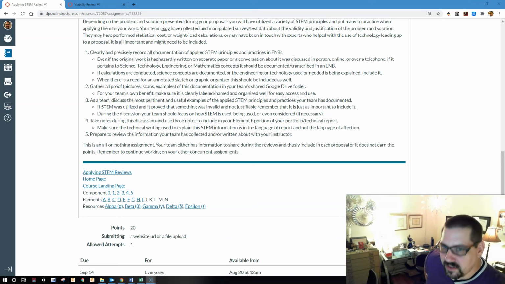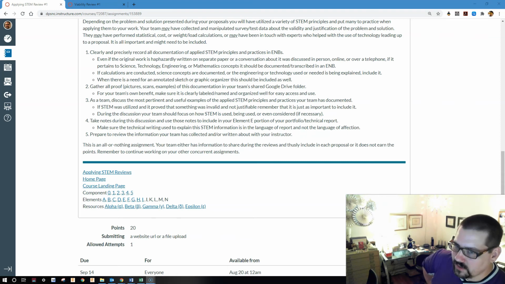Number 2, gather all proof of this documentation in your team's shared Google Drive folder as well. For your team's own benefit, make sure it's clearly labeled, named, and organized really well so that you can all access it at any time that you need to use it.